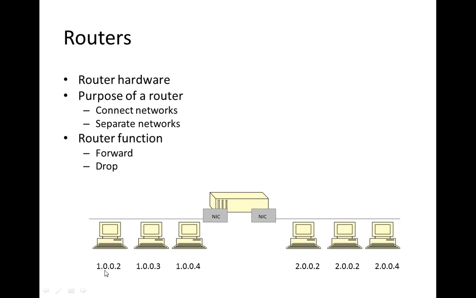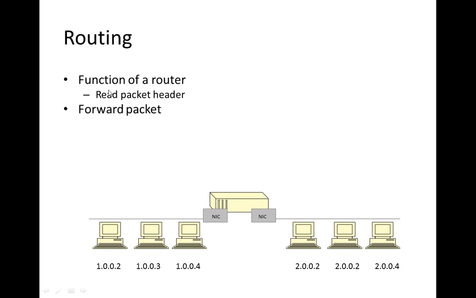However, if workstation 1.0.0.2 were to send data to the workstation right next to it, 1.0.0.3, the packet would hit the router, but the router would not forward the packet through. And thus, any traffic on the network on the left would not interfere with any traffic on the network on the right, because we have the router to separate the networks. So you could say the purpose of a router is to connect networks, but it's also used to separate networks. A router either forwards a packet or doesn't forward a packet, and not forwarding a packet is called dropping the packet.